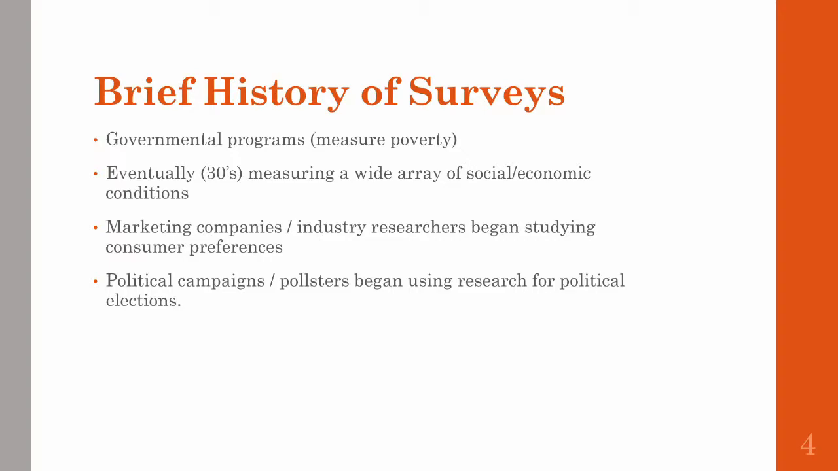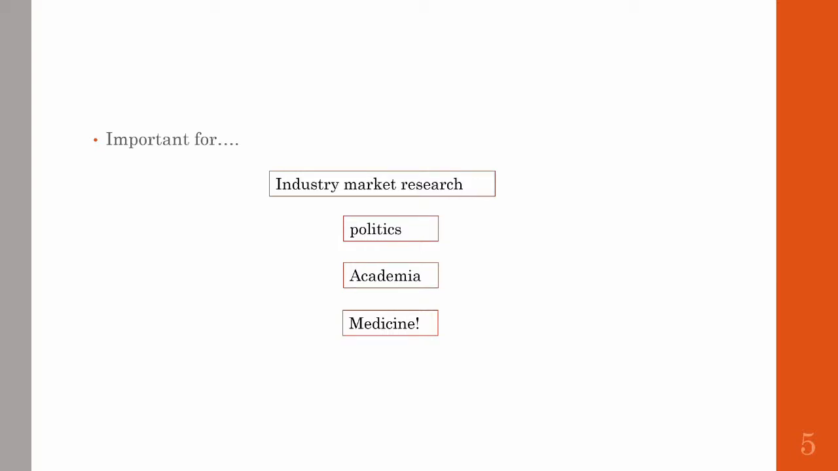Apart from governmental operations, a lot of marketing companies and other industry researchers started studying things like consumer preferences using surveys, and it also started to be heavily used in politics as well. Nowadays, surveys are important for company market research all the way to every single academic field. Surveys are really important for medical fields as well, helping to establish estimates of the prevalence of various mental disorders across the nation as well as within certain states.